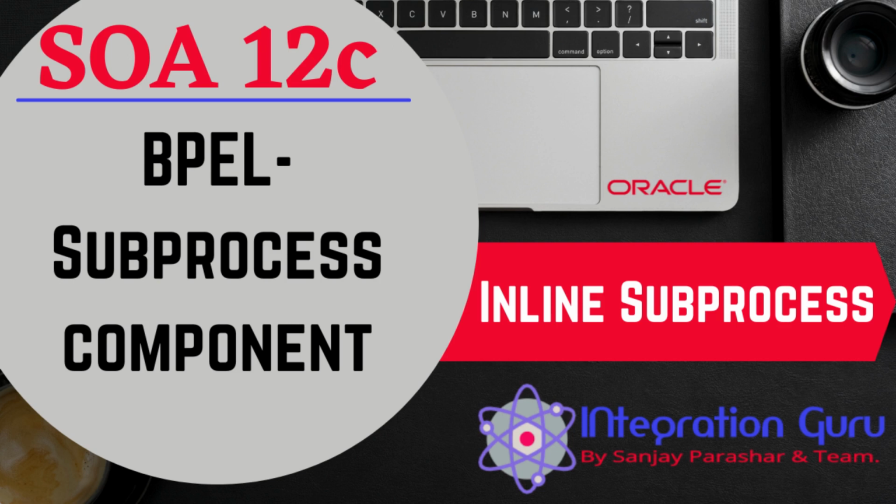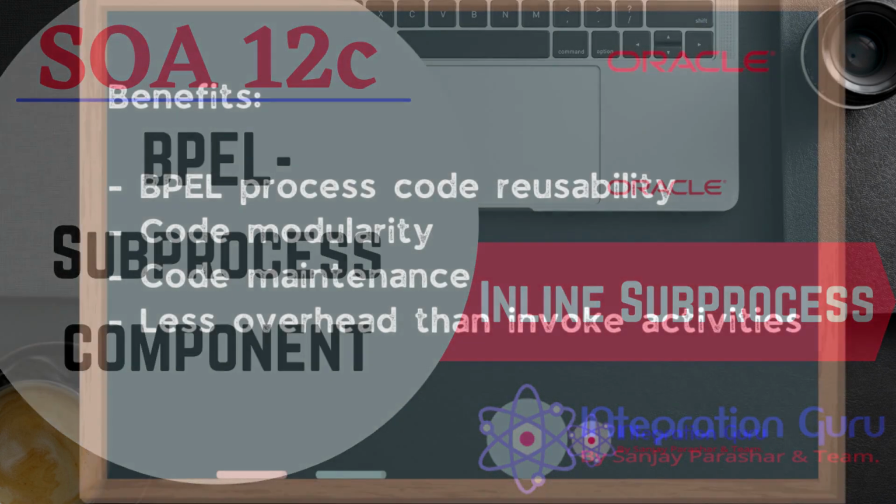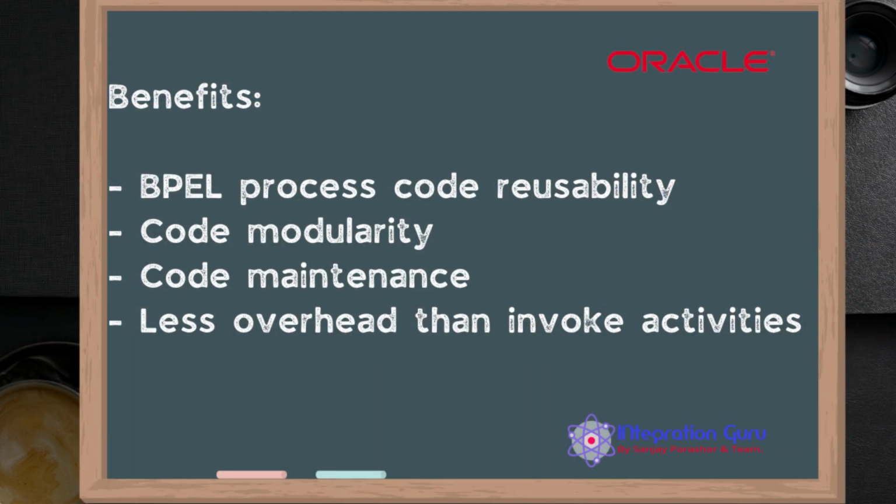The most common benefits of using a subprocess are code reusability of the BPEL process, which reduces the need to create the same activities multiple times to perform the same task, and also code modularity, which is a general programming concept that involves separating a program's function into an independent piece. Also, in case there is a need to change the logic of our process, maintaining code in one subprocess is much easier than maintaining code at multiple places within a BPEL process.